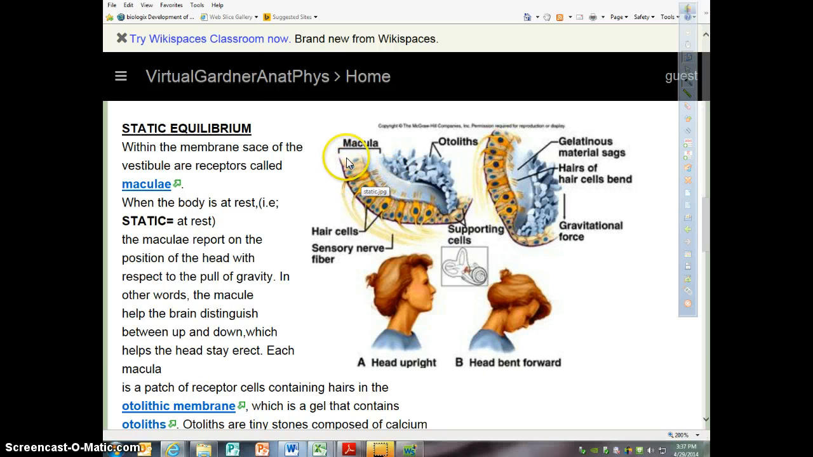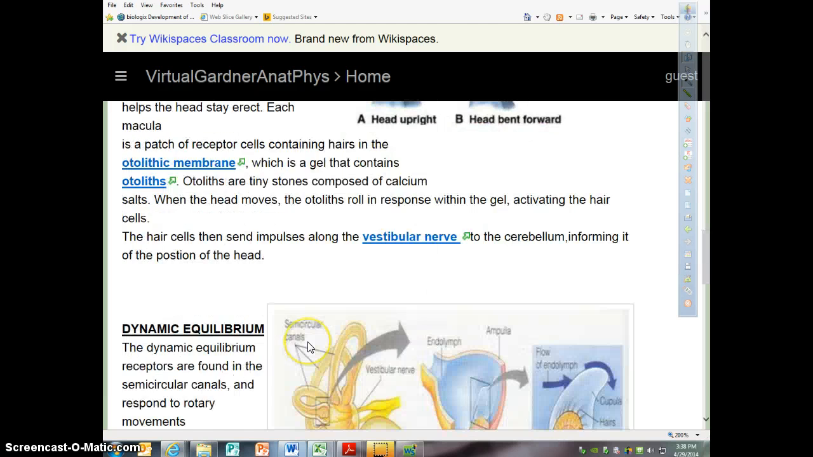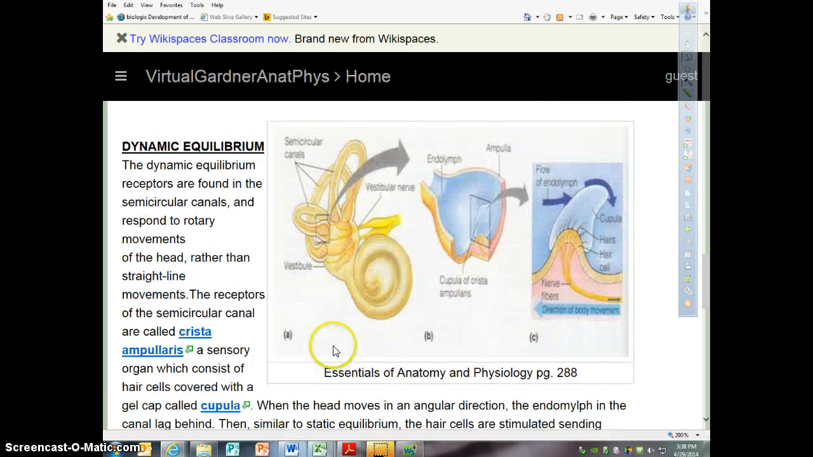So a couple parts that I want to point out. Here you have the macula, which you do need. Here's your hair fibers. The macula, which is part of the cells and the gelatinous material, and here's the otoliths. Make sure that you have that labeled on your sheet that we just did. That's actually right from your textbook. You can see with the head bent forward where these otoliths and the gelatinous material sag, and those tend to bend. And we'll come back to this in a second.